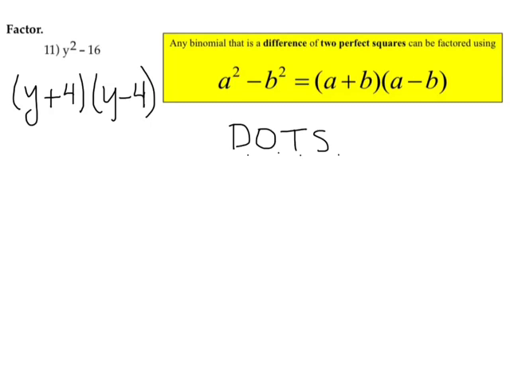We took the square root of y squared, which is y, and the square root of 16, which is 4. And again, notice my difference, y plus 4 and y minus 4. So this is actually factored completely. And remember, it's DOTS, a difference of two squares.